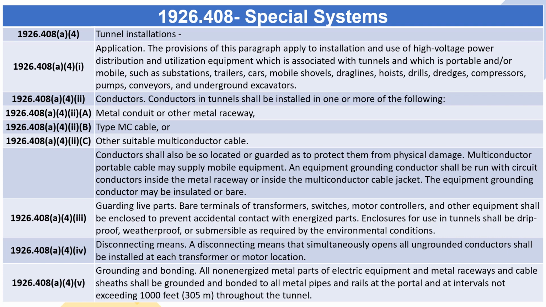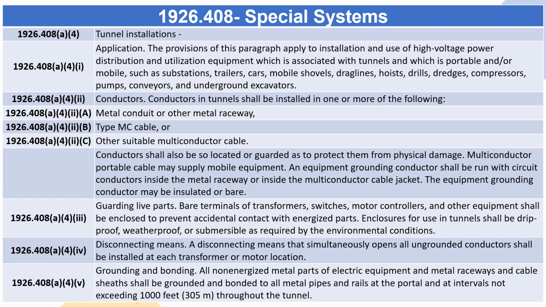1926.408, A4, 2, Conductors. Conductors in tunnels shall be installed in one or more of the following. 1926.408, A4, 2, A, Metal conduit or other metal raceway. 1926.408, A4, 2, B, Type MC cable, or 1926.408, A4, 2, C, Other suitable multi-conductor cable. Conductors shall also be so located or guarded as to protect them from physical damage. Multi-conductor portable cable may supply mobile equipment. An equipment grounding conductor shall be run with circuit conductors inside the metal raceway or inside the multi-conductor cable jacket. The equipment grounding conductor may be insulated or bare.